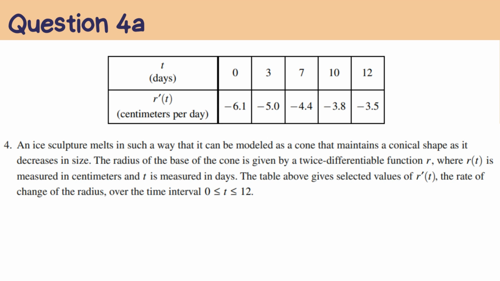First is question 4A. This is a non-calculator question, just for reference. There's an ice sculpture shaped like a cone, and it melts in a way that is modeled by R. It also gives us a table of R prime of t, which is the centimeters per day that the cone melts, where t is in days.